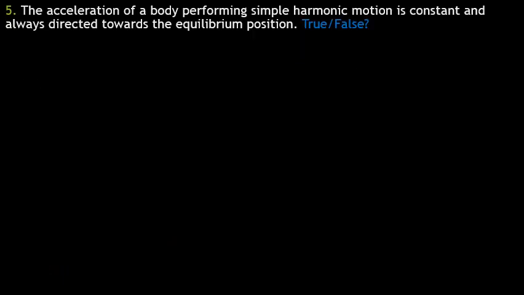The acceleration of a body performing simple harmonic motion is constant and always directed towards the equilibrium position. True or false? It is false. Now it's not constant. Remember, for a body undergoing circular motion, not simple harmonic motion, the magnitude of the acceleration is constant, but the direction is always changing. But when it comes to simple harmonic motion, the magnitude always changes.